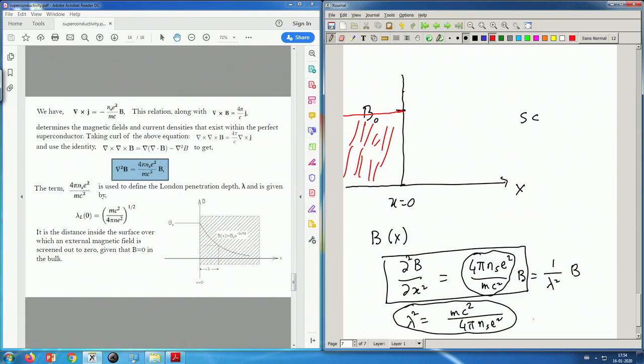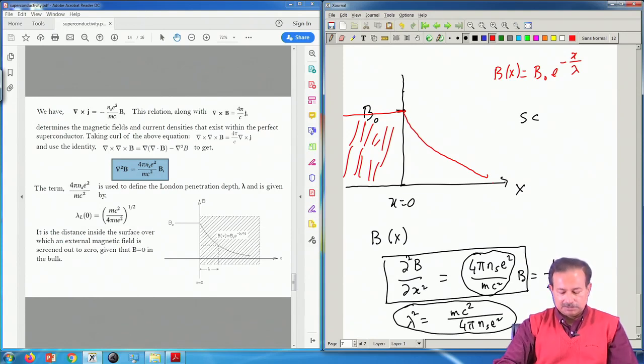B naught has a solution which has to decay. So, what is the solution? B of x equal to B naught e to the power minus x by lambda, right. So, that has to be the solution of this equation, and it starts from B naught and then decays. Within a length scale of lambda it becomes nearly 1/3 of the value, and this lambda typically depends on the system of course, within some hundreds or thousands of angstrom it decays down to almost 0.